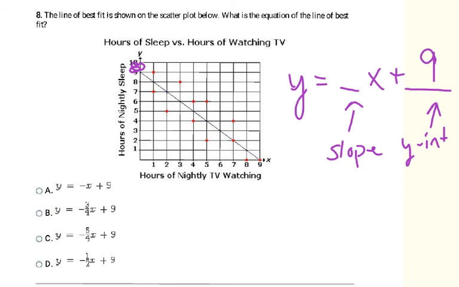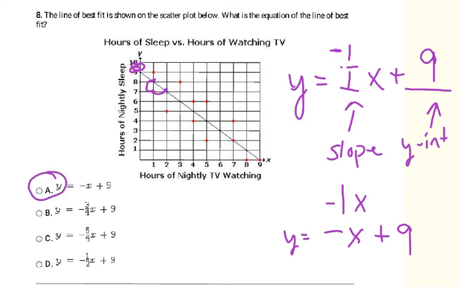And then I just need to figure out the slope. So I look for two points on the graph where it touches the grid paper on a corner, and I count the rise over run. So I'm going down 1, so that's my rise, and then I'm running over 1 also. And this is a downhill line, so I'm going to have a negative slope. Negative 1 over 1 is the same as negative 1x, or it can also just be negative x because that 1 is assumed. So my equation here is going to be y equals negative x plus 9. So that means my answer here is A.